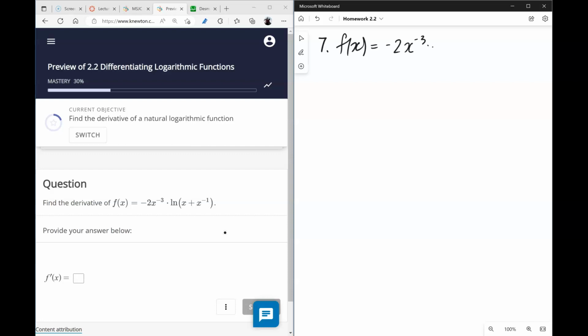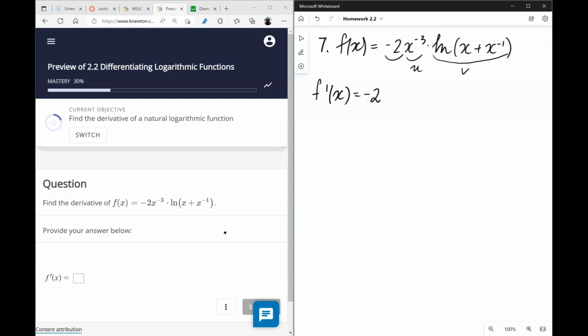So here we have a product rule, which we are familiar with. So let's just find the derivative. Let's not worry about this 2. This is my u, this is my v.